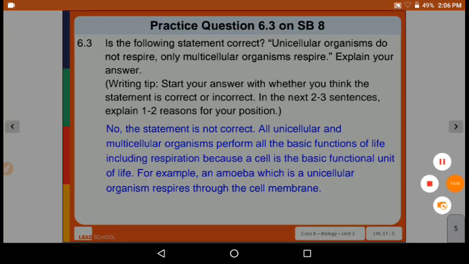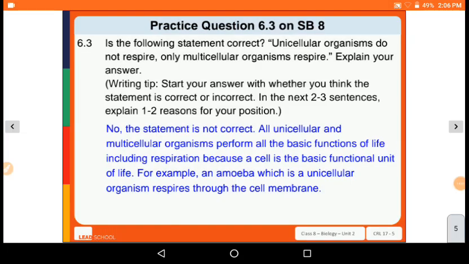Fun with science, enjoy the science, and remember that all the questions which we solved in this video, you have to write in your fair book with proper handwriting, click the photo, and submit within 3 p.m. So it is compulsory for all of you.